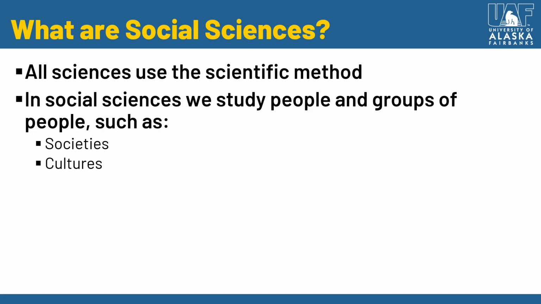That sounds kind of weird. But basically, we're studying people and groups of people, right? That's kind of what the term social in social sciences refers to, such as societies and cultures, whether it's of our time or of previous times, nations, right? So more formally defined groups of people in terms of law and policy, organizations, right?